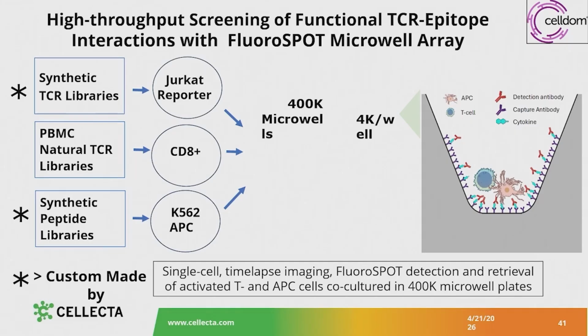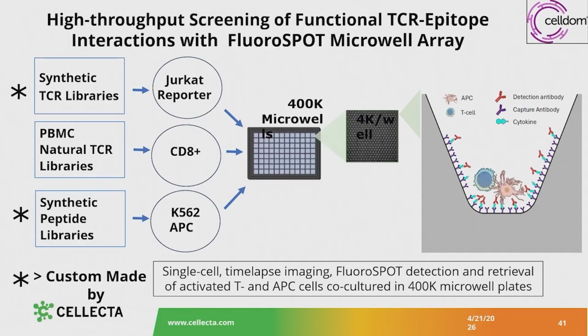Synthetic libraries can be cloned in Jurkat reporter cell lines. Also, you can work with natural CD8 cells in this type of experiment, purified from healthy donor PBMC samples or from disease samples, patient samples. Synthetic peptide libraries are even simpler to build, and you can make them in K562 as the antigen-presenting cells.